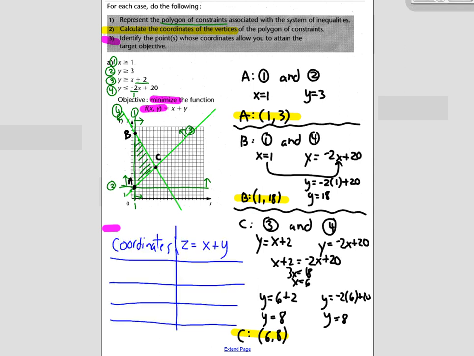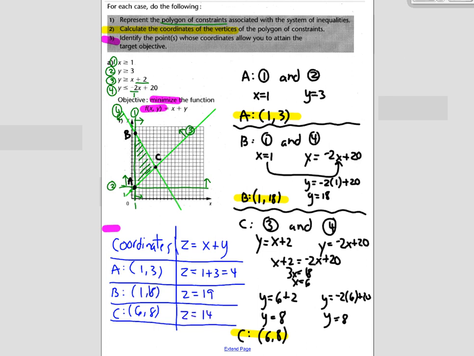So in your table, you're going to place the coordinates. So I have A, B, and C. And I'm going to find what is the value of my optimizing function. You replace with your x and y values. So it's going to look like this. 1 plus 3 is equal to 4. And because you showed your work for the first one, you don't have to show your work for the second one. You just have to add them up.